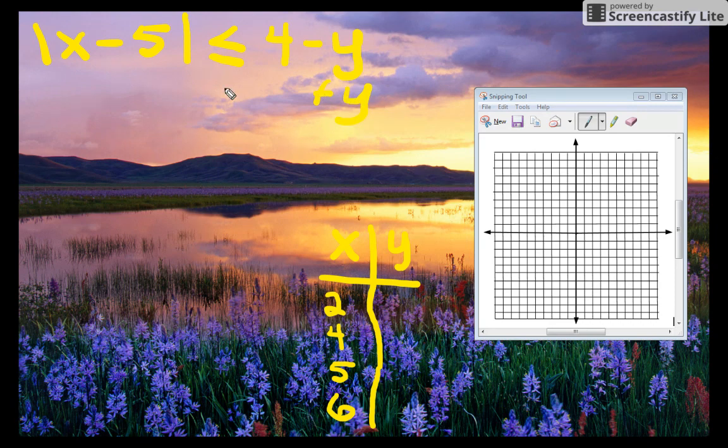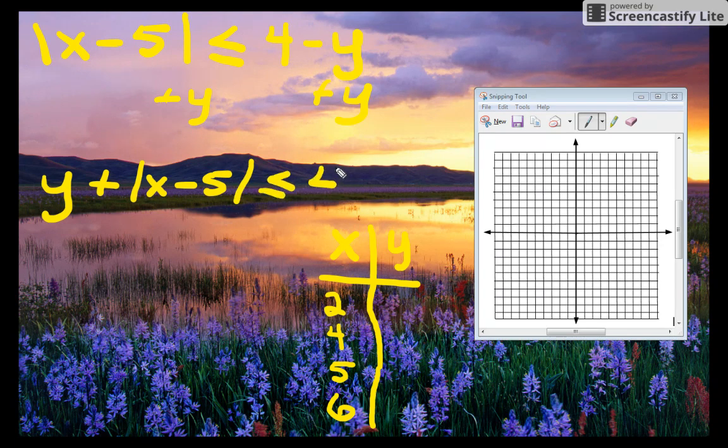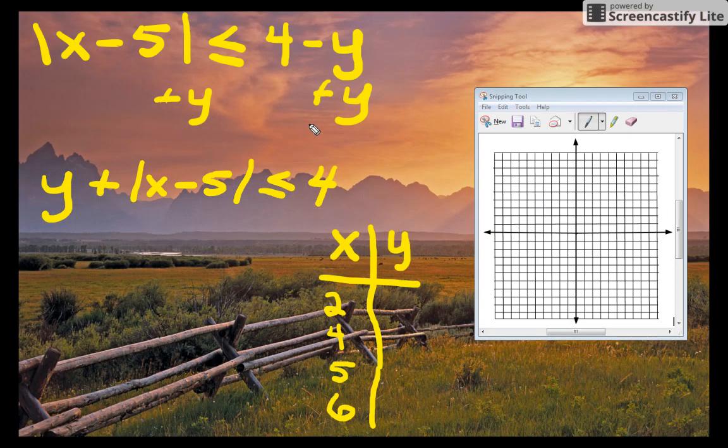So since I added on the right, I've got to add it over on the left. It's going to be plus y over here. So what it gives us is y plus the absolute value of x minus 5 is less than or equal to 4. And we don't need to change the direction of our inequality because we didn't divide or multiply by a negative.